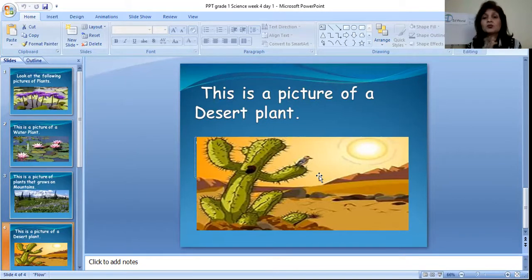So what were the areas where plants live? They live in water. They live on mountains, and they live in a desert. Correct. Wow. Good job, class. So these are the different areas of the plants where they live. I hope it is very, very clear.